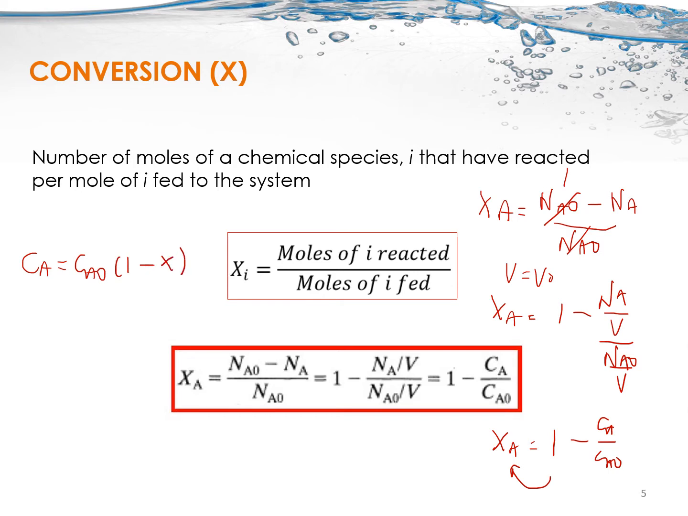So the concentration at any time is equal to the initial concentration times 1 minus the conversion. This conversion you need to change from a percentage into a fraction. Let's say 90%, it means that you need to make it as 0.9.